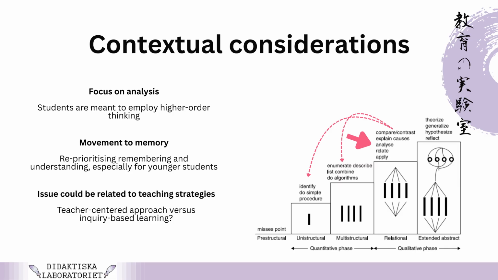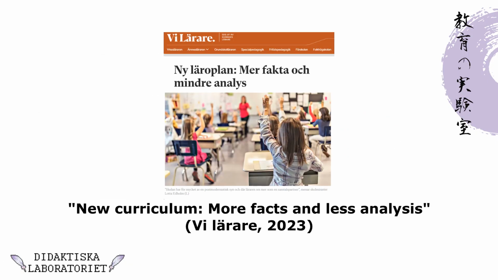So we can see on the image here on the right that there's this arrow focusing on analysis, which is on the relational level, in the qualitative phase of the SOLO taxonomy. But lately, in the discourse here in Sweden, the new curriculum that has been developed has shifted to the unistructural and multi-structural levels. This has been in relation to facts, memorizing core knowledge, and reprioritizing remembering in what students are meant to be doing.